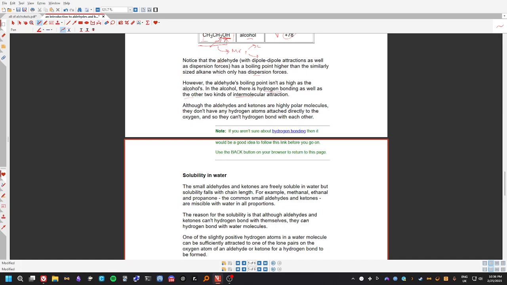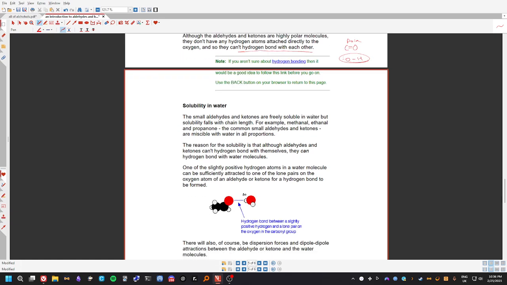Okay. Now, although aldehydes and ketones are polar molecules, they don't have hydrogen atoms attached to the oxygen. So since you have C double bond O, it's polar, but if you had OH, now that's what you call polar, okay? They don't have hydrogen attached, so they cannot form hydrogen bonds. Okay, there you go. Solubility in water.